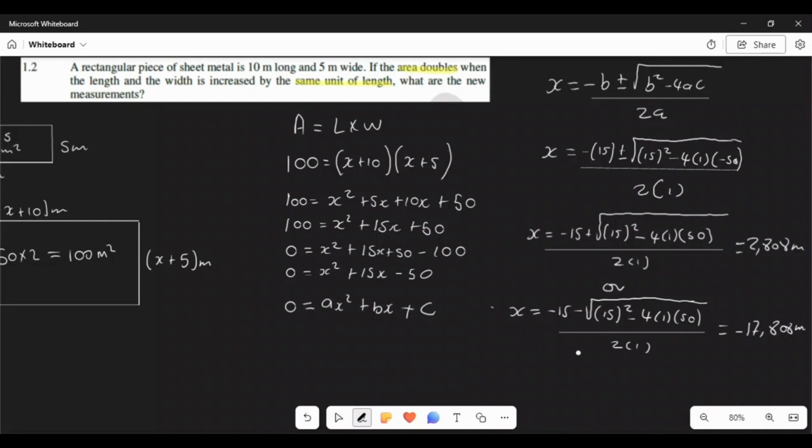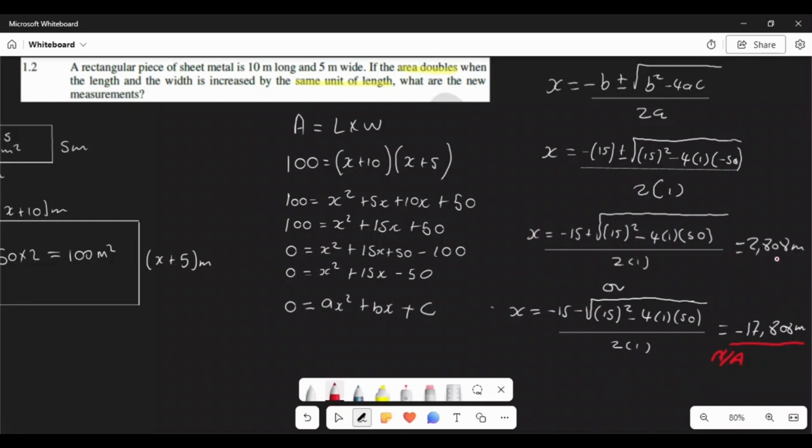So since we are dealing with a distance, we don't have a negative distance here, guys. Right, so we scrap this one here, we scrap the one with the negative answer. So this one here, it's invalid. So this one, it's not applicable, guys. Right, so you leave this one here, not applicable.